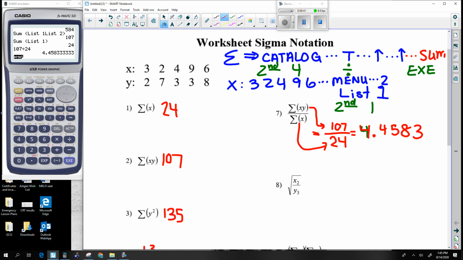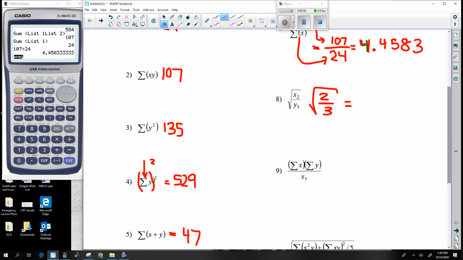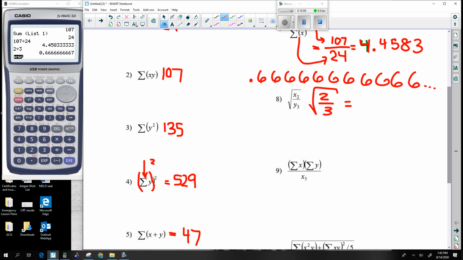All right, number 8, I also have the ability to show work. So x2 divided by y3, square root. So again, here is where you're going to want to be using the answer. Because look what 2 divided by 3 is. It's a decimal that goes on and on and on forever. So 6666666. Right? That's what the decimal is.